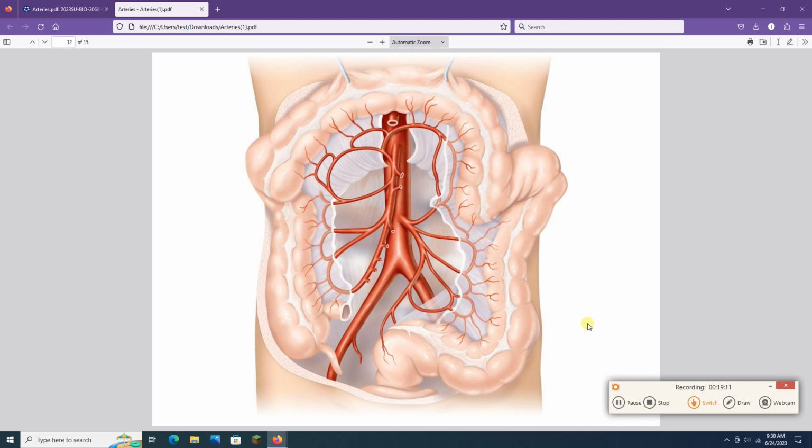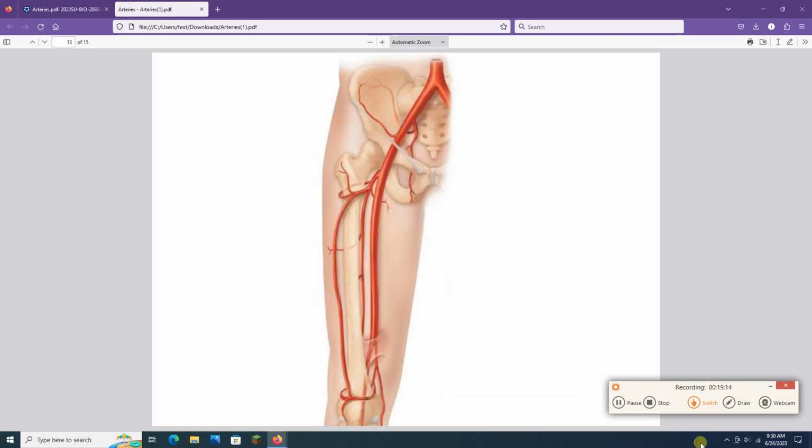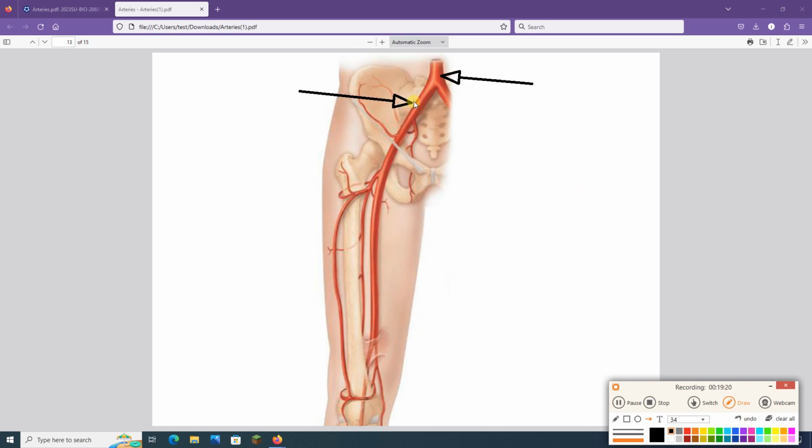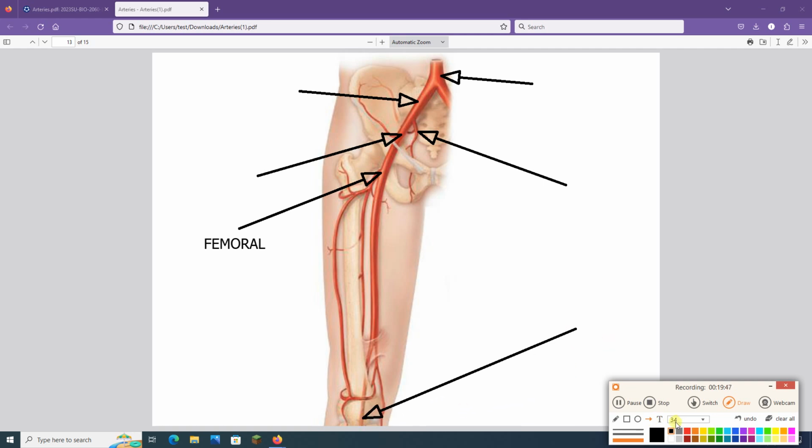Let's figure out where it goes. All right. So starting up top, there's my descending abdominal aorta. There's my right common iliac artery. There's my right internal iliac artery. There's my right external iliac artery, which is becoming my right femoral artery. So here is a new one for us, femoral. Now the femoral artery eventually dives behind the knee. And when it dives behind the knee, it becomes the popliteal artery.